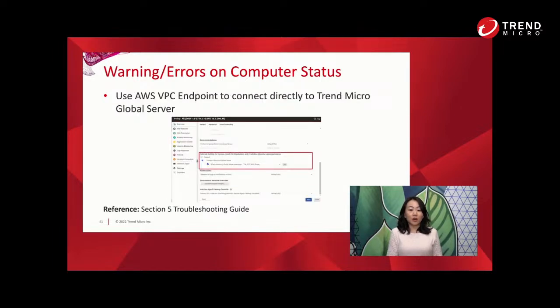You can click on the policy and use the AWS VPC endpoint to connect to the Trend Micro Global Server. In order to do so, you can click on the computer with this issue, go to the settings under General, see the network settings for sensors, good file reputation, and predictive machine learning service. Configure it to use the proxy, which is the VPC endpoint for your AWS account.